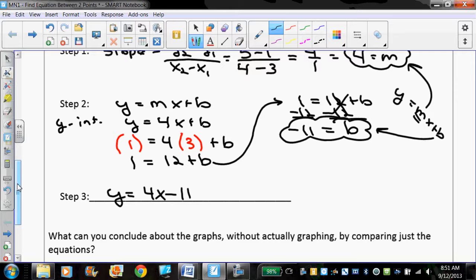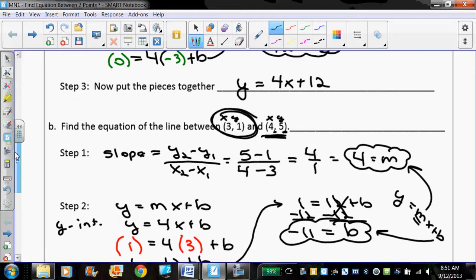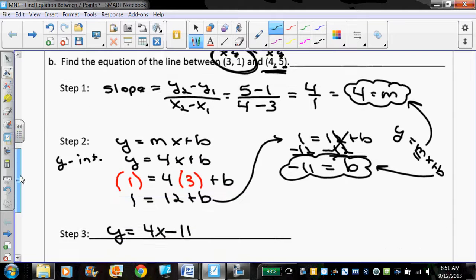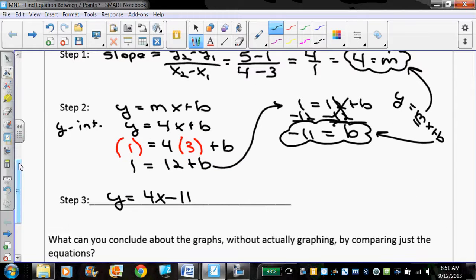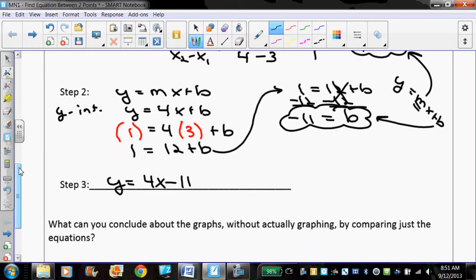Now if you look at this, we've got an equation up here, 4x plus 12. We have an equation down here, 4x minus 11. They're obviously not the same line because they start at different spots.